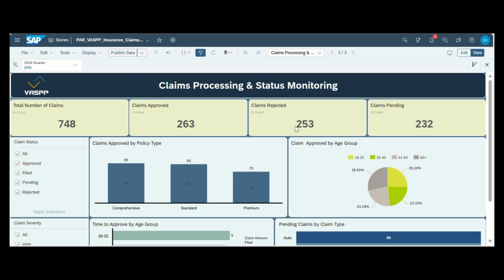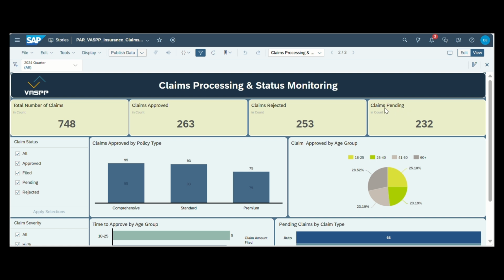This number deserves immediate attention. Whether it's due to documentation issues, policy mismatches, or fraud concerns, each rejected claim is a potential dent in customer satisfaction and possibly an insight into what needs to change upstream in sales or underwriting.